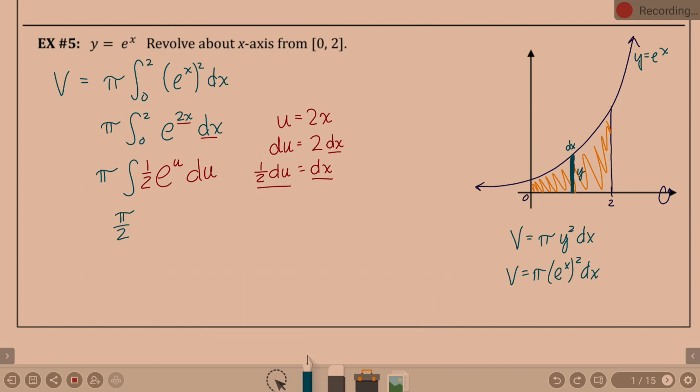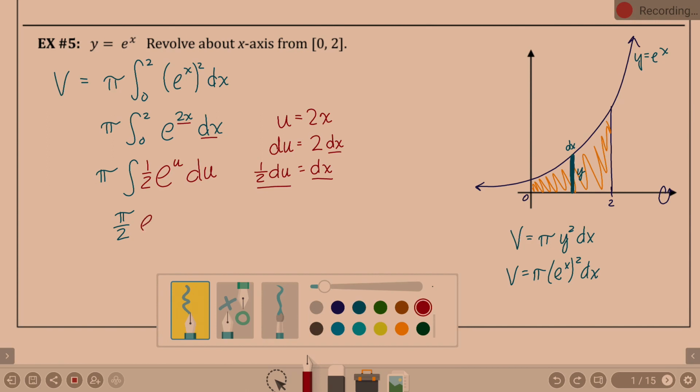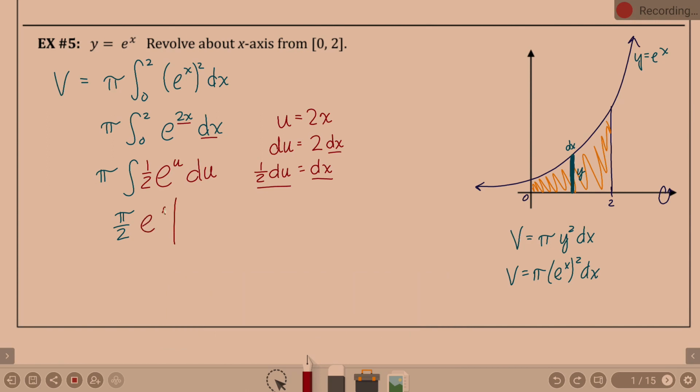What's the integral of e to the u? E to the u. And then it would be evaluated from, now here's the deal, do you want to keep it in u's or go back to x's? Go back to x's. In this case, I'm not against that. If we go back to x's, it's pi over 2 e to the 2x, and now you can officially say evaluated from 0 to 2. I don't like that in my notes I kept writing 0 to 2 the whole way. When it's u's, it's not 0 to 2. I think it would be 0 to 4 if you kept it in u's.